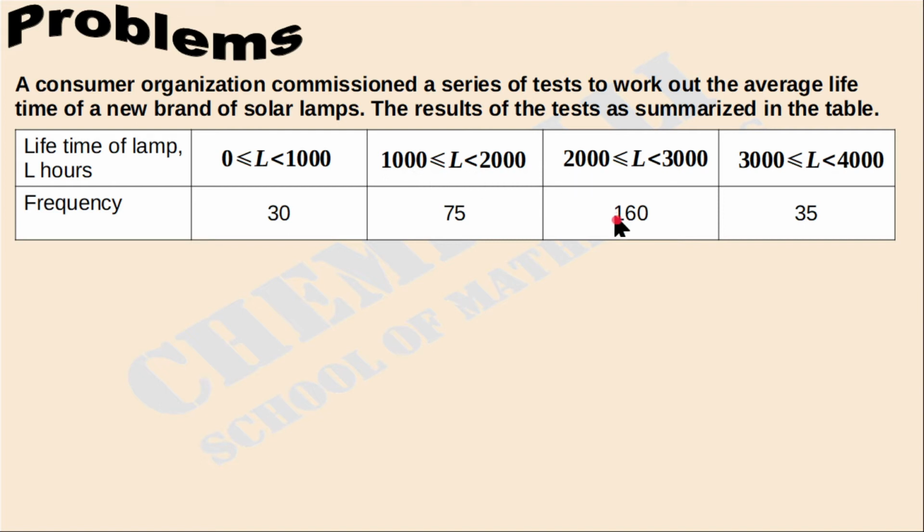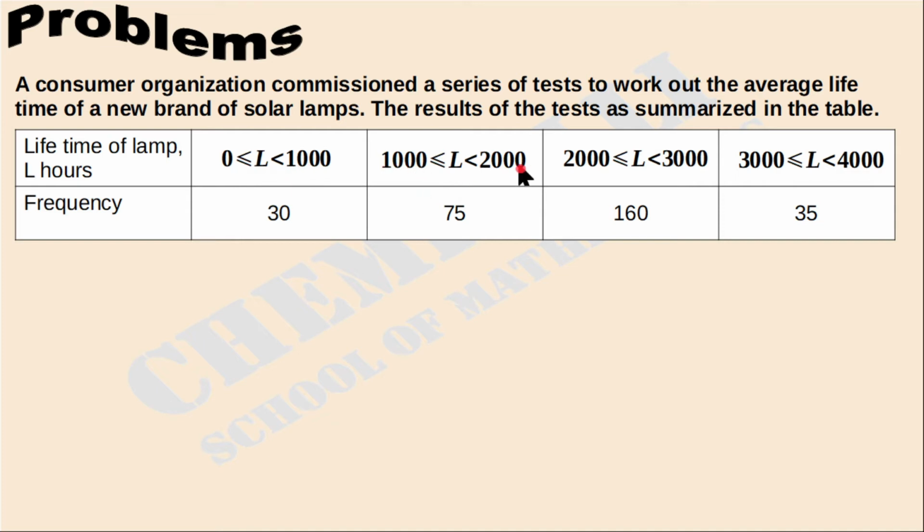The next one, 160 lamps, has a lifetime between 2000 hours and 3000 hours. Then 35 lamps have a life duration of 3000 to 4000 hours. You can check this part here: 0 is included in this part, but 1000 is not included in this part, whereas 1000 is included in the next part.